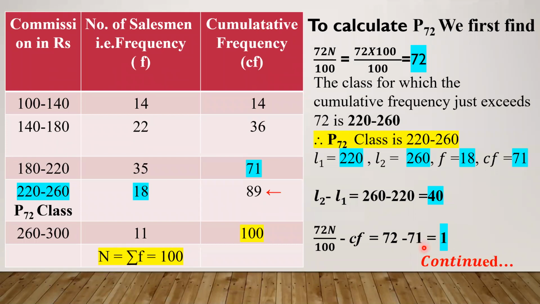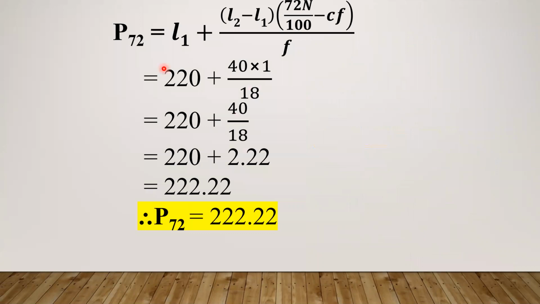So I will go to step 5. Look at step 5, P72. First write the formula. In the exam, steps are given marks. If you prepare a correct table, you get marks. If you write the formula correctly, you get marks. So always write the formula correctly. P72 is L1 plus L2 minus L1 into 72 N by 100 minus CF, divided by F. L1 is 220, plus L2 minus L1 was 40, this was 1, and F was 18. So I have put all the values here.